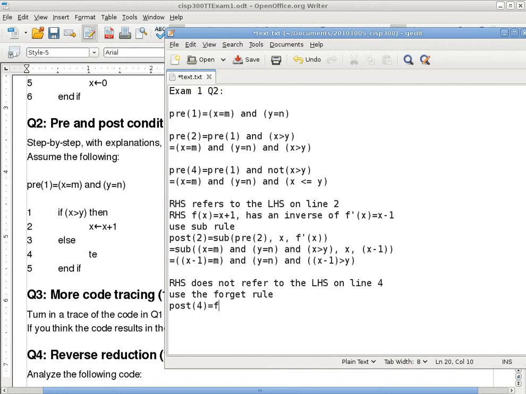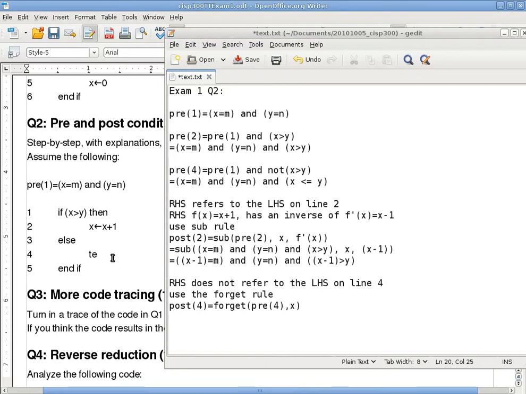So post-4 is now the result of forgetting certain things in pre-4. Anything that mentions, in this case, x, I have to forget.